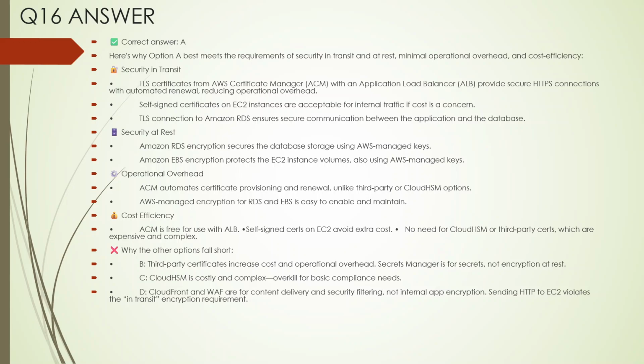Use Secrets Manager for secrets, because it's not for certificates. You use ACM for the certificate, and Secrets Manager is for keeping passwords and similar items; it's not used for certificate management. CloudHSM is costly and more complex, and it's overkill for a basic compliance need. CloudFront and WAF are for content delivery and security filtering, not internal app encryption. Sending HTTP to EC2 violates the in-transit encryption requirement.